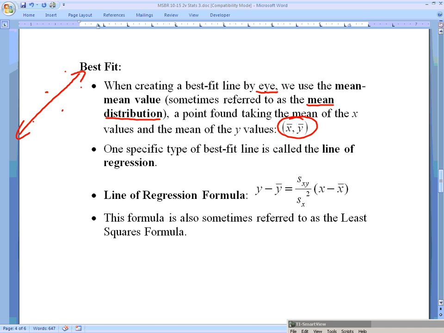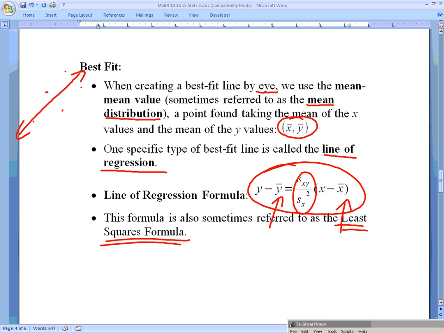Most likely, we'll be creating our best fit lines using an actual equation. And one type of best fit line is called the line of regression. We will be getting that using our calculator, but there is a formula for it. It's right here. And that formula is based heavily on point-slope form, where the point that they're using is the mean of x and the mean of y, and then the slope that they're using is derived from the covariance and the standard deviation of your x value squared. Again, we won't have to do that by hand, but that's where this formula comes from, so we could do it by hand. This formula is also sometimes referred to as the least squares formula.